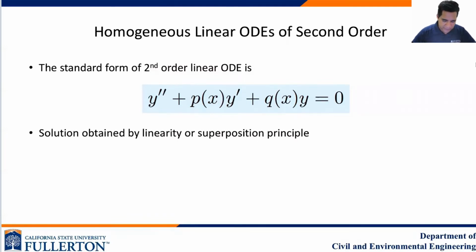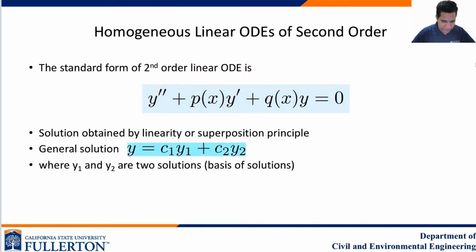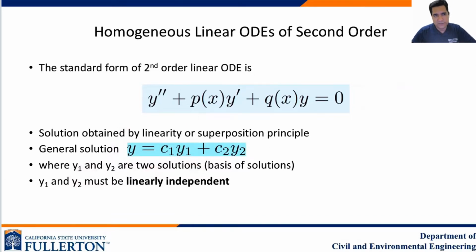What it means is, to get the general solution, all we need is two possible solutions. If somehow we are able to figure out two possible solutions to this equation, we can combine them and come up with the general solution. And the general solution is going to be of this form, C1 y1 plus C2 y2. Please note y1 and y2 must be linearly independent, meaning you cannot take y1 and y2, which are the same function, and multiply them with a constant. That may not be appropriate. So it's a requirement that y1 and y2 be linearly independent. They should be different functions. And in that case, we are able to combine them and come up with the general solution.